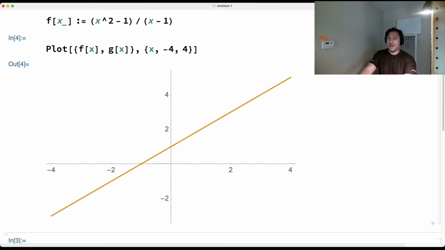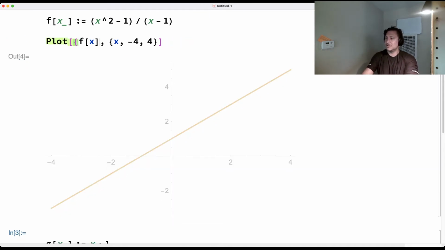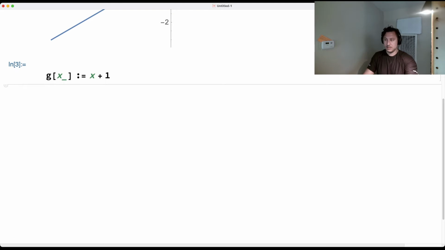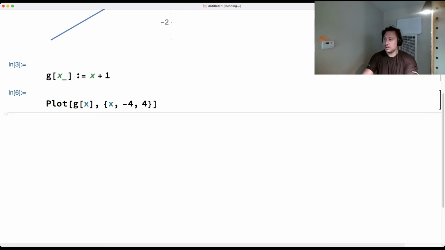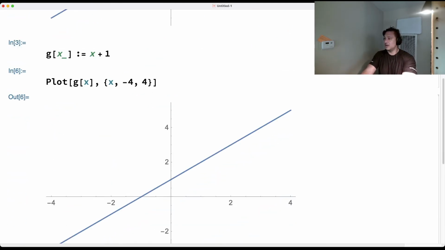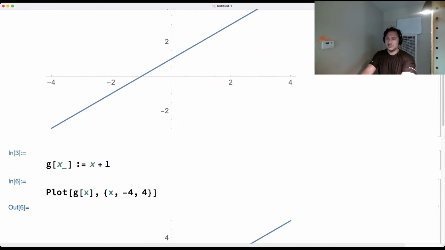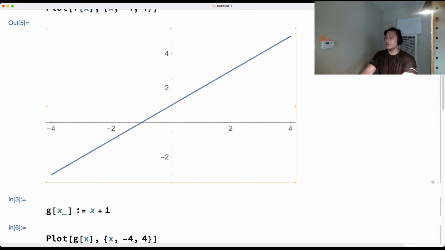So these two have the same graph, basically, and we'll do them separately, just so you can see. There's the plot of f. There's the plot of g. You can see that they look exactly the same. There is, however, one crucial difference between them. So I'm going to copy the graphic, and we're going to go back to OneNote.